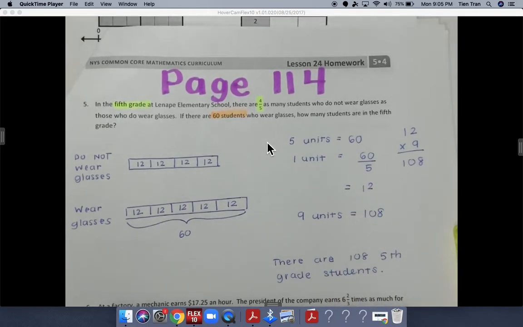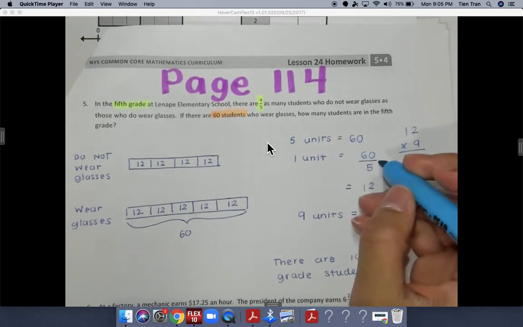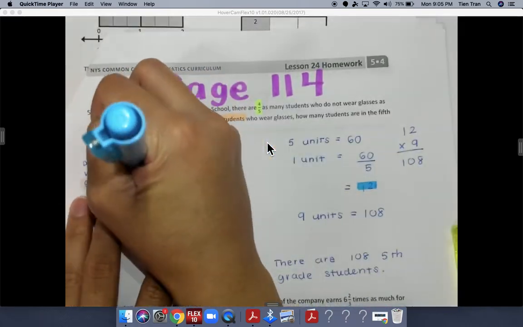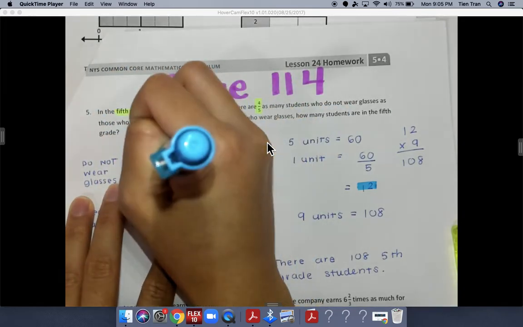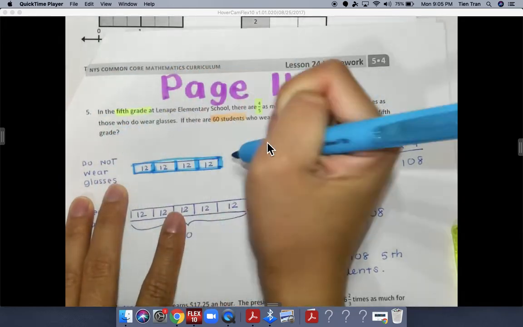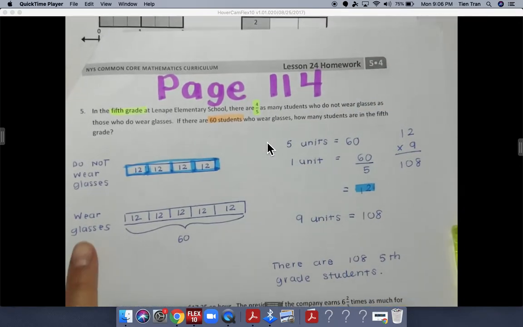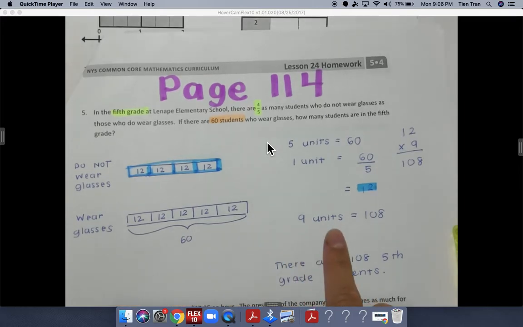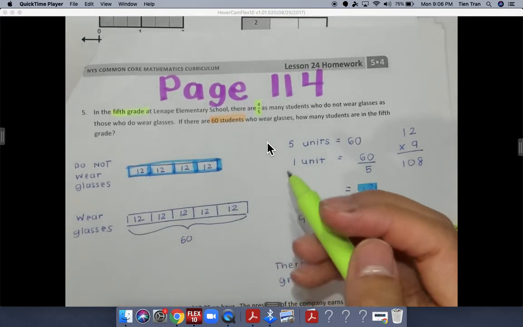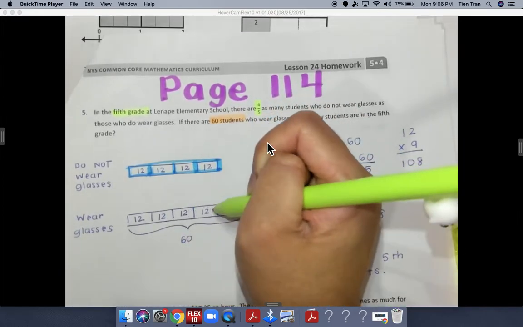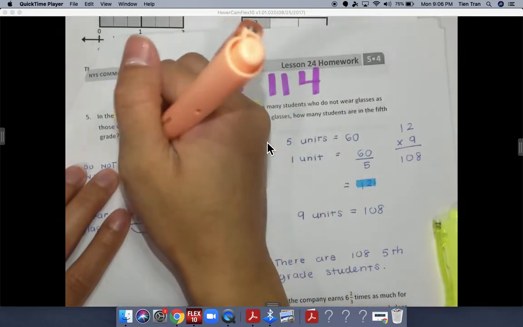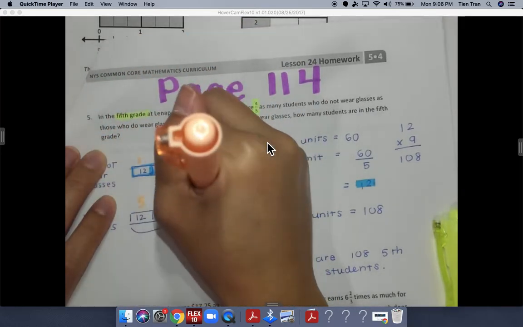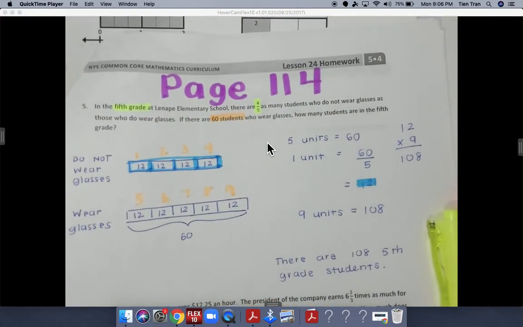So this number 12 is the number that you're seeing in here, in all these little boxes. That's where it comes from. So to figure out how many students wear glasses, I would multiply and figure out 9 units. So I would multiply 1, 2, 3, 4, 5, 6, 7, 8, 9. Notice that there are 9. Let me show you. 1, 2, 3, 4, 5, 6, 7, 8, 9. So there are 9 units.